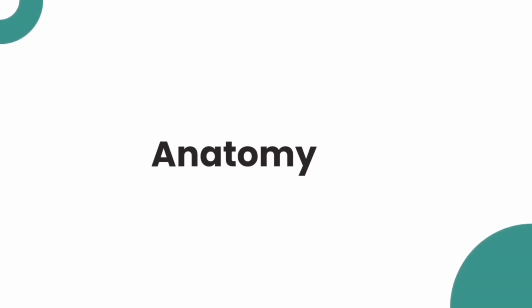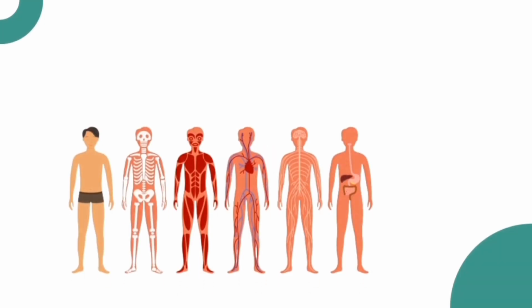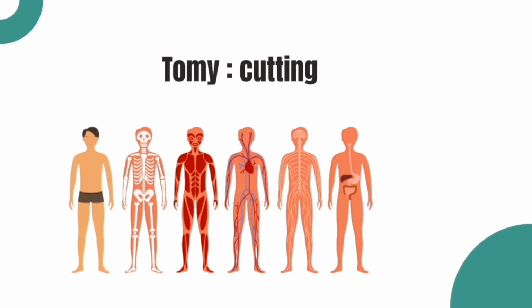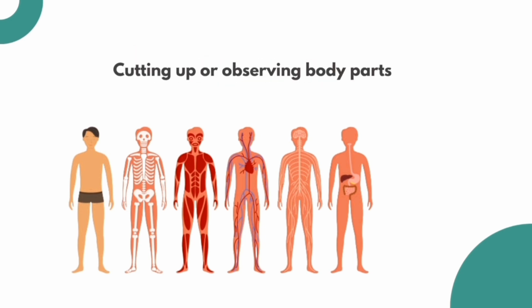Guys, do you know the term anatomy? Anatomy has two parts, ana and tomy. Here, ana is the Greek word which means up or to see, and tomy means cutting. So the overall term anatomy means cutting up or observing the body parts.